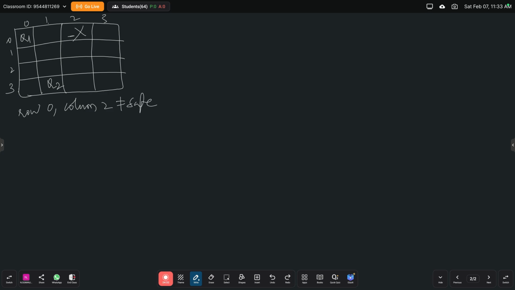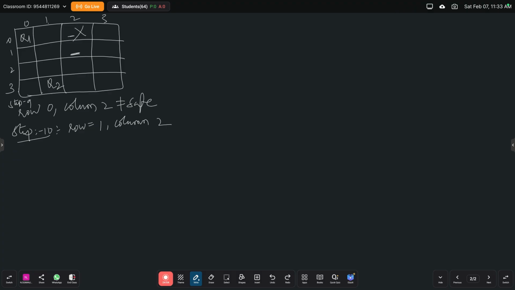Next step, this is step 9. Again step 10. What is step 10? Whenever the place is not safe, we have to increment our row by 1. Means what? We are here: row equals 1 and column equals 2.